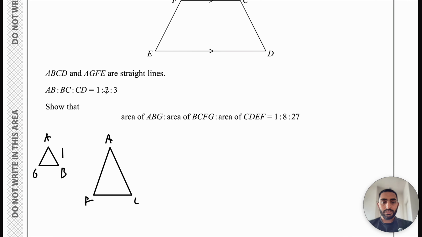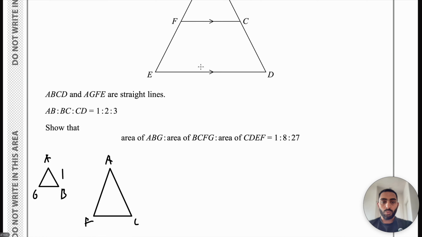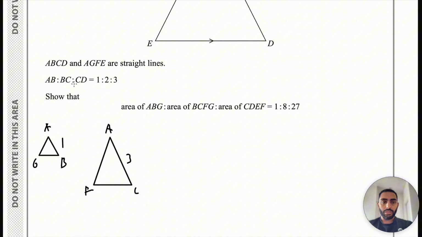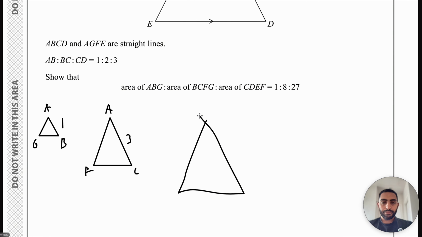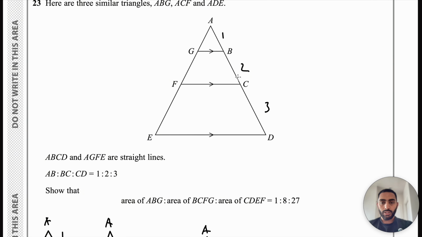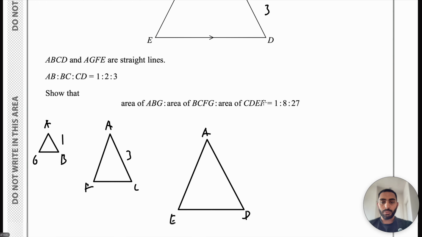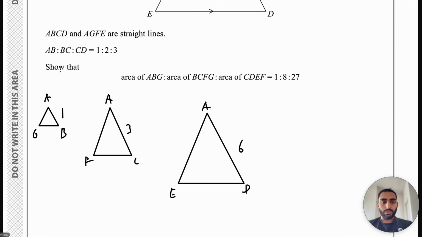I'm told that BC is 2, so B to C is 2, but I know AB is 1, so 1 and 2 would be 3, so that length would be 3. Then I've got ADE. I know CD, so this length is 3, that length was 2, so the full length of that large triangle is 1 plus 2 plus 3, which is 6. Now that I've got all my lengths, I could use that to help me with the rest of the question.